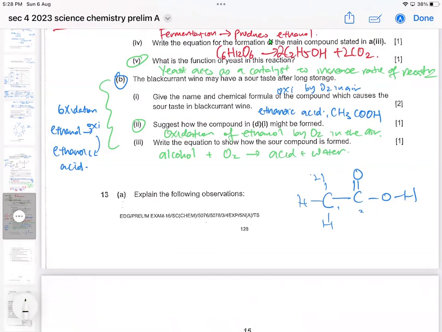So the ethanol formula is C2H5OH, plus oxygen. The acid is CH3COOH plus H2O, water. Make sure it is balanced. Okay, this is the way we do it.